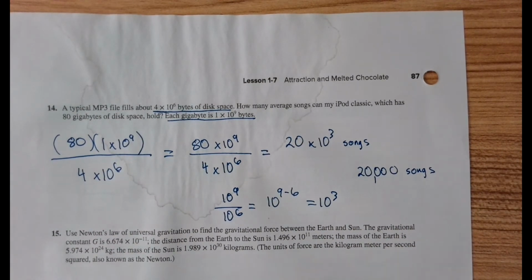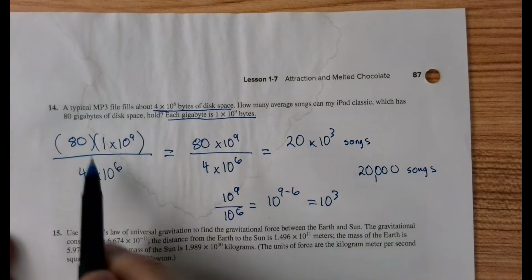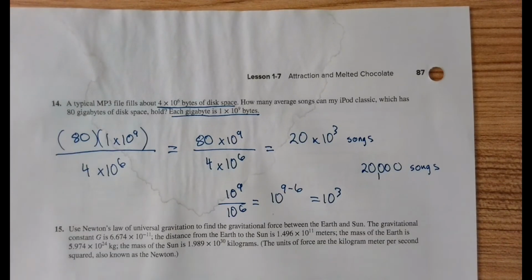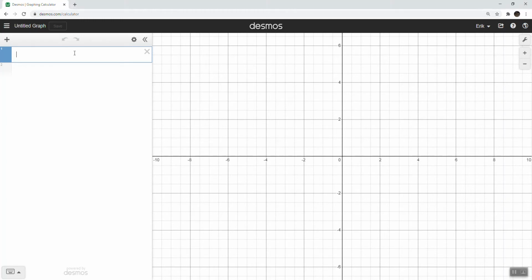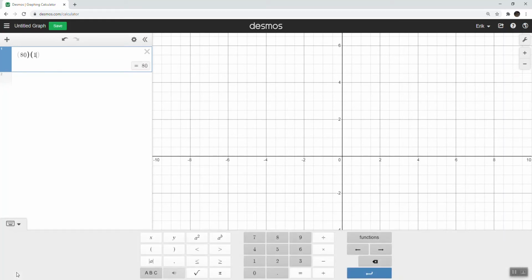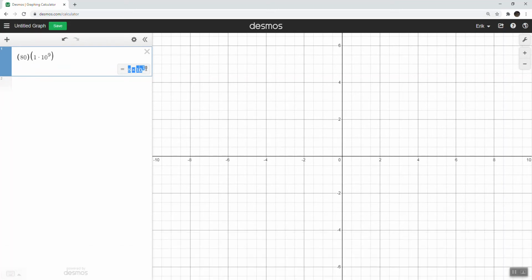Well, let's do this calculation in Desmos. I'm just going to type this whole thing in Desmos and let you see how Desmos fills that out. So I'm going to do 80, and I'll put parentheses around it, and then 1. And so how you type in times 10 in the calculator is you use the multiplication button, not the letter X, and then 10 exponent 9. Okay, so there, notice how Desmos automatically puts that in scientific notation, 8 times 10 to the 10th.